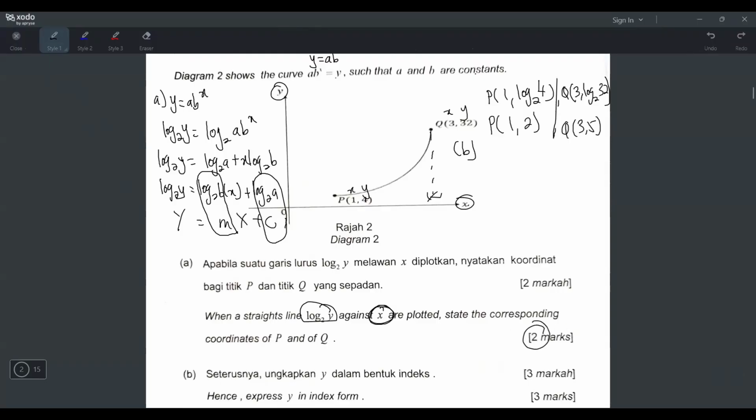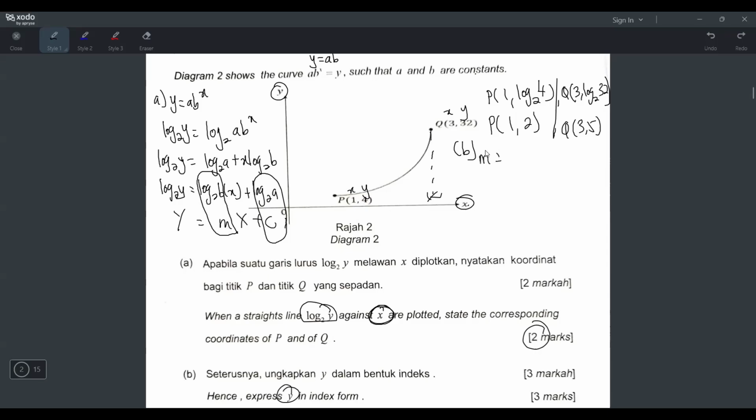B, they say express y in index form, but it's the small y, so I need to focus on this part, right? So this part. Okay, but if you want to convert this into index form, we need to get our gradient and y-intercept first. We need to get our gradient and y-intercept, and then sub inside, then only I can perform the anti-log. But let's find out the gradient and the y-intercept first.